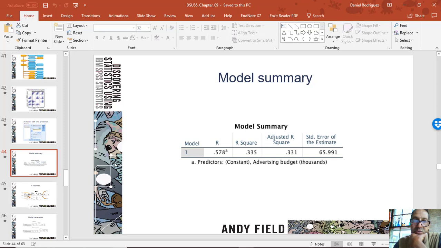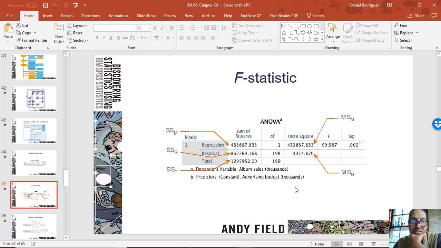You get this R squared and you get this adjusted R squared. This adjusted R squared is used to say how well the model predicts the population values. So how well your model generalizes to the population. Let's see, anything else here?